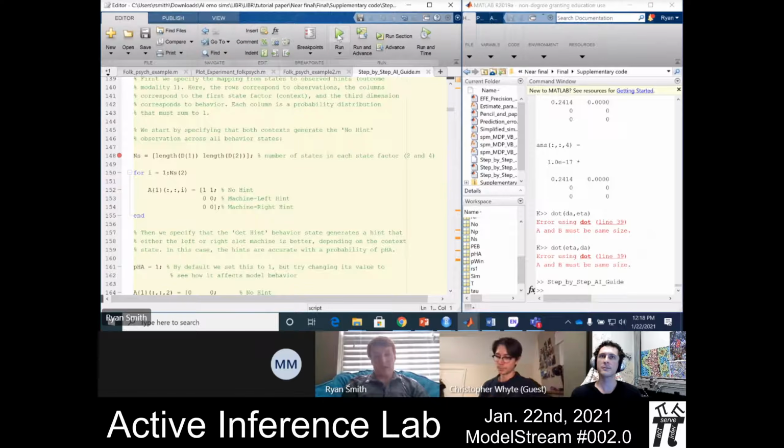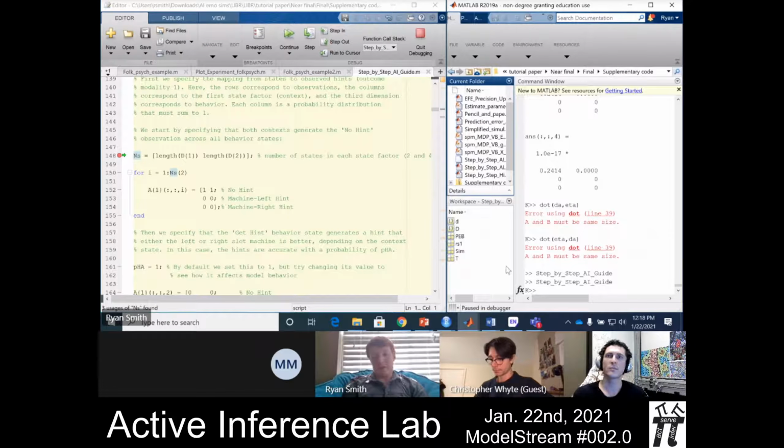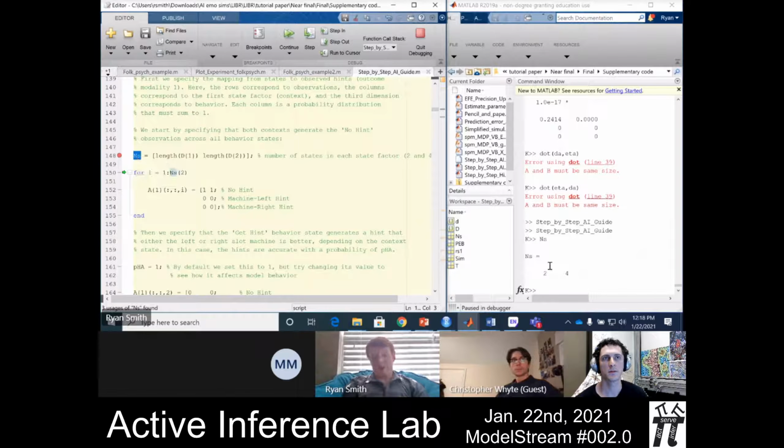So I'm going to set up my big D and my little d here. And the next thing I'm going to do, a little bit condensed, is just set the number of states for each state factor. That's going to be the length of D1 and the length of D2. This one is the 2 contexts, so there's going to be 2 states. And this one is the length of D2, which is going to be 4 states. So at the end of the day, this NS, if you look on the right, is just going to look like that: 2 and 4.